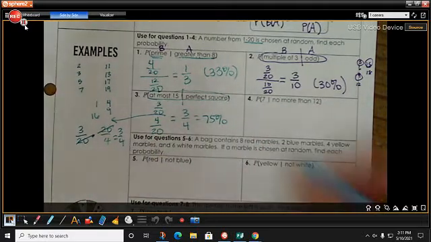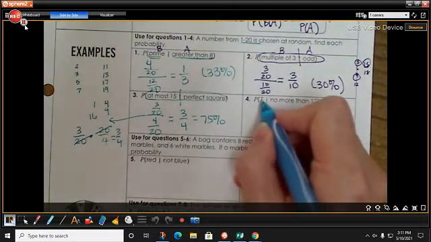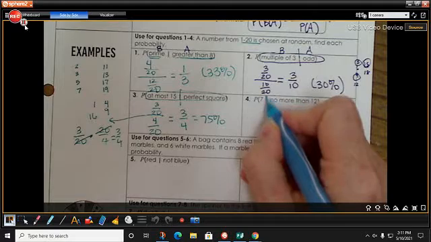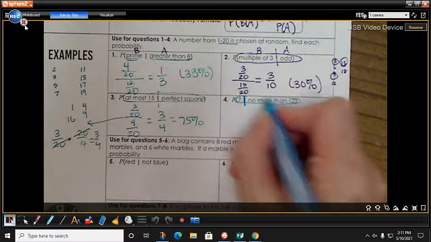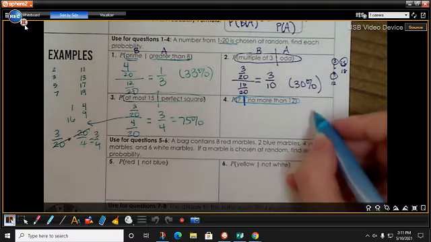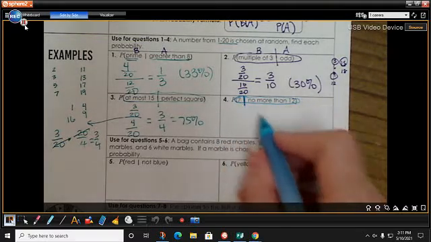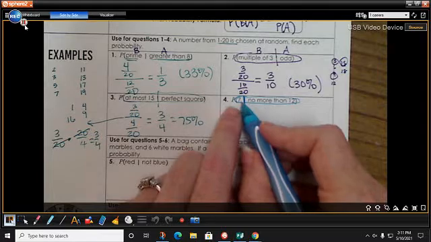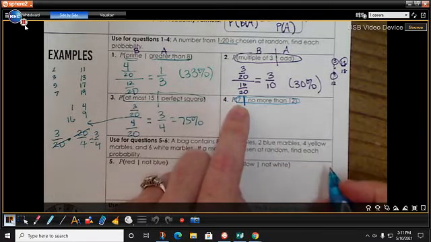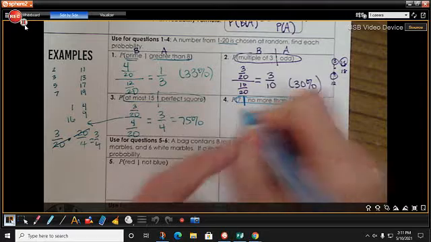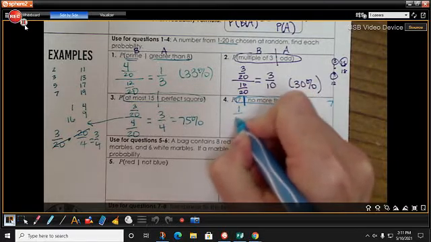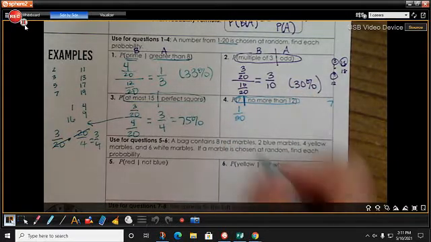Number 4, I need to know the probability of choosing 7 given that I've picked something no more than 12. And so I think, okay, what is the probability of both these things occurring simultaneously? So I need to know the probability of 7 and not being bigger than 12. Well, the only way I can get a 7 that's not bigger than 12 is to get a 7. And that's 1 out of a 20 chance.